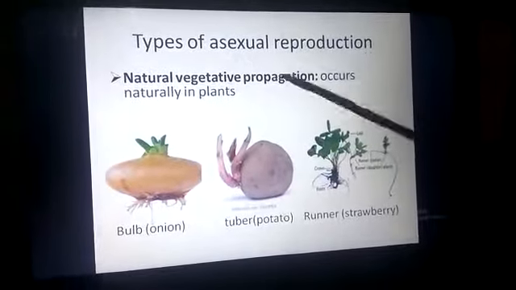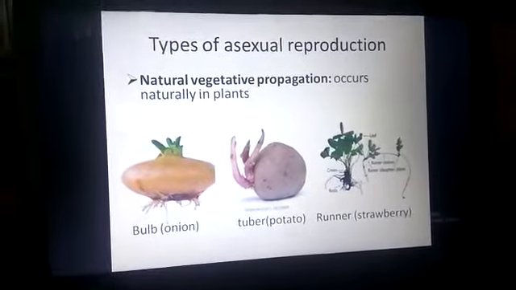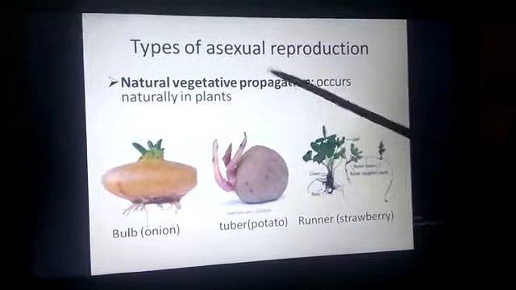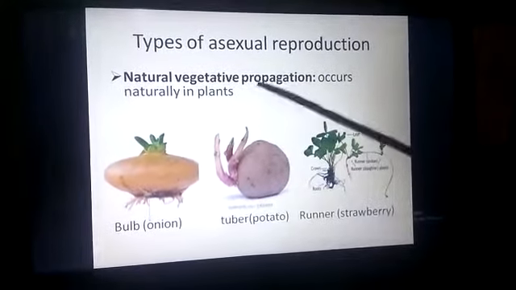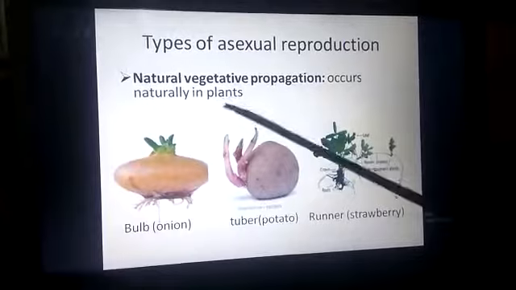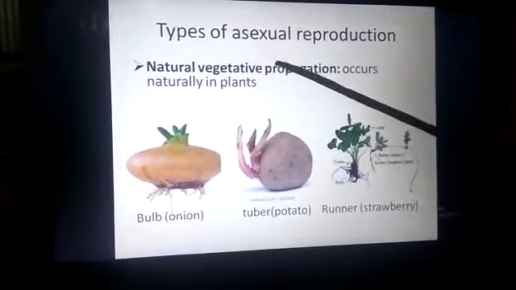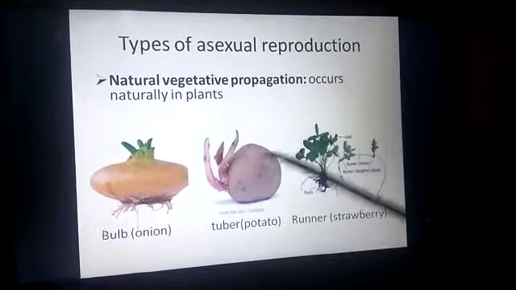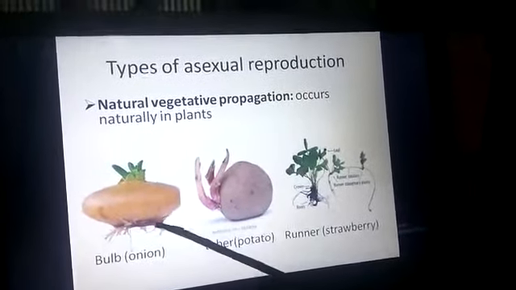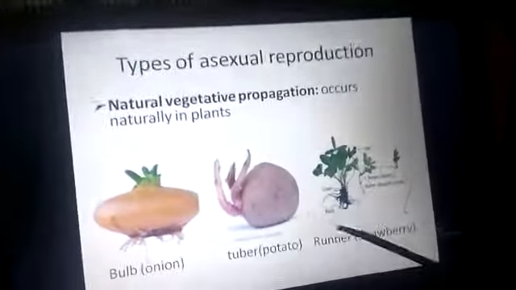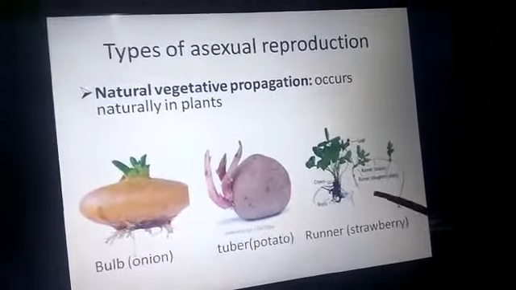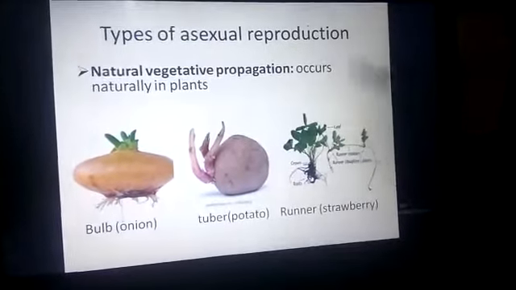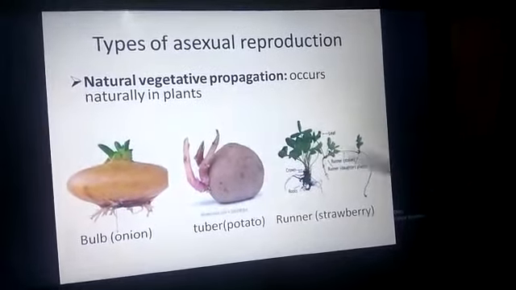Let us go to the types of vegetative propagation in detail. Natural vegetative propagation. A type of propagation that occurs naturally in plants is called natural vegetative propagation. Examples: bulb in onion, tubers in potato, runners in strawberry. So these are some of the examples of natural vegetative propagation.